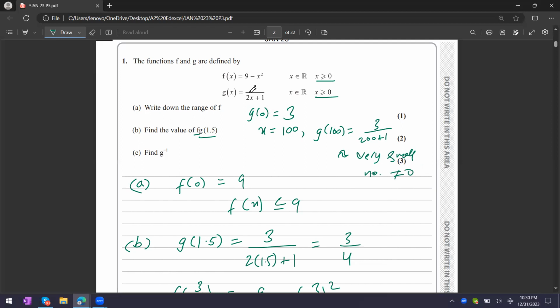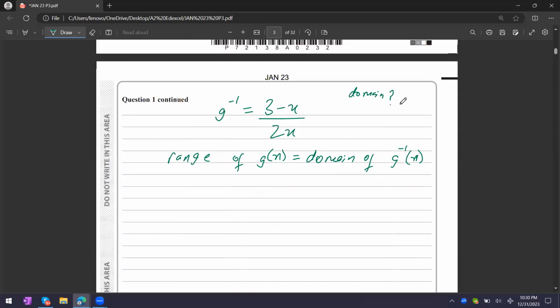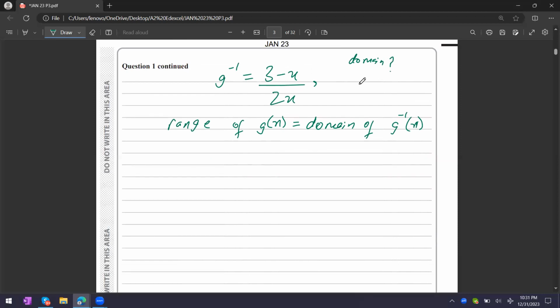So we will say the range of g of x is less than or equal to 3 but greater than 0. It will never reach 0. Range of g of x is the domain of g inverse. You just need to put here x is less than or equal to 3 but it will never reach 0. You need to remember this method, as always. So that's it for question number 1.